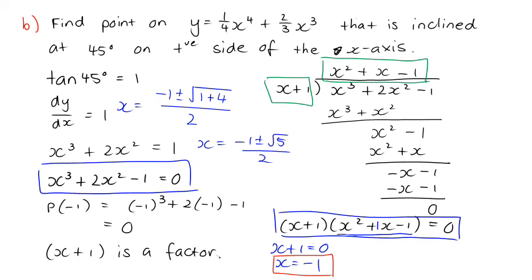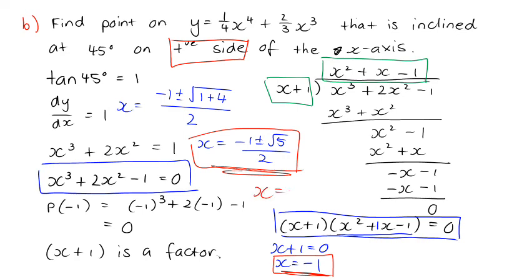So we've got this one and these two. We've got 3 solutions. But the question is asking for the positive side of the x-axis. So which one of those 3 solutions, these two or this one, gives you a positive? Yeah. So it's x equals minus 1 plus root 5 on 2. That is your one solution. Final answer. Yay.